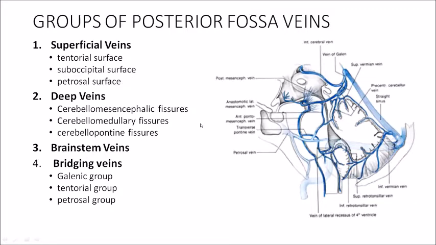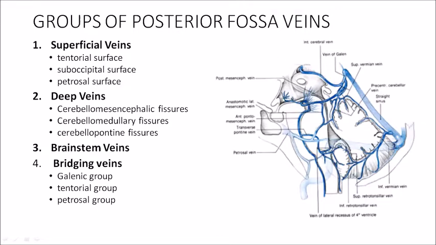Superficial veins are further divided on the basis of the superficial surfaces that they supply: tentorial, petrosal, and suboccipital surfaces. The group of deep veins travel in the cerebellomesencephalic fissure, cerebellomedullary fissure, and the cerebellopontine fissure. They also include the veins of the superior, middle, and inferior cerebellar peduncles, respectively.